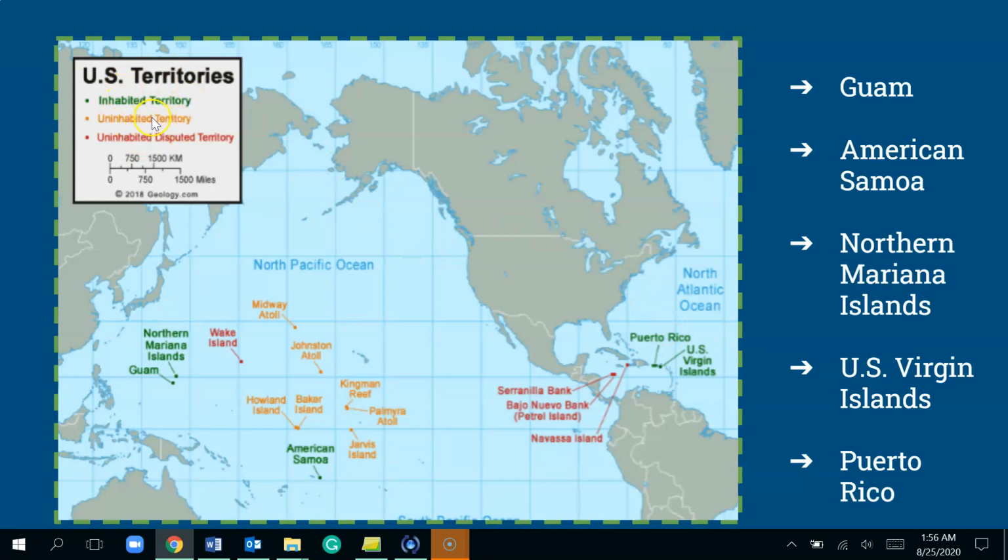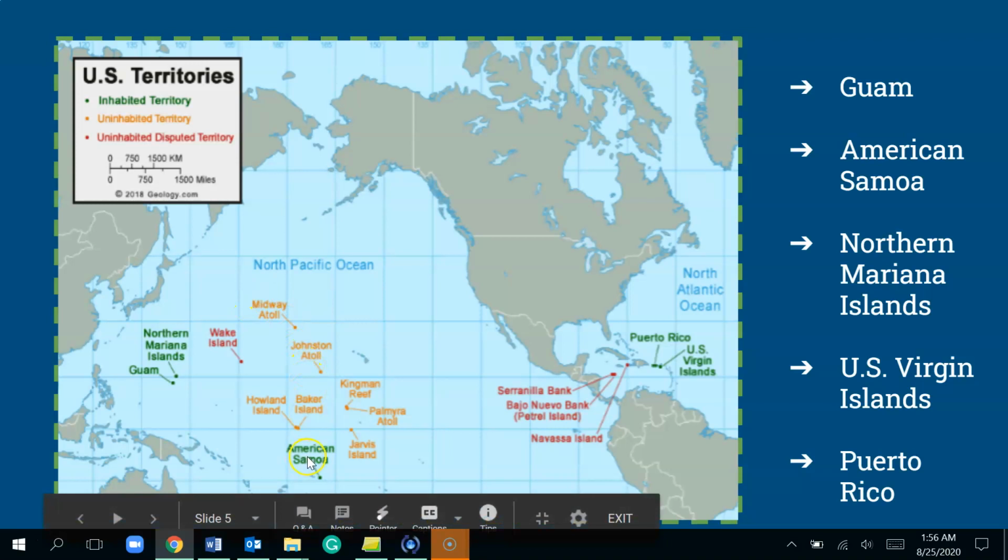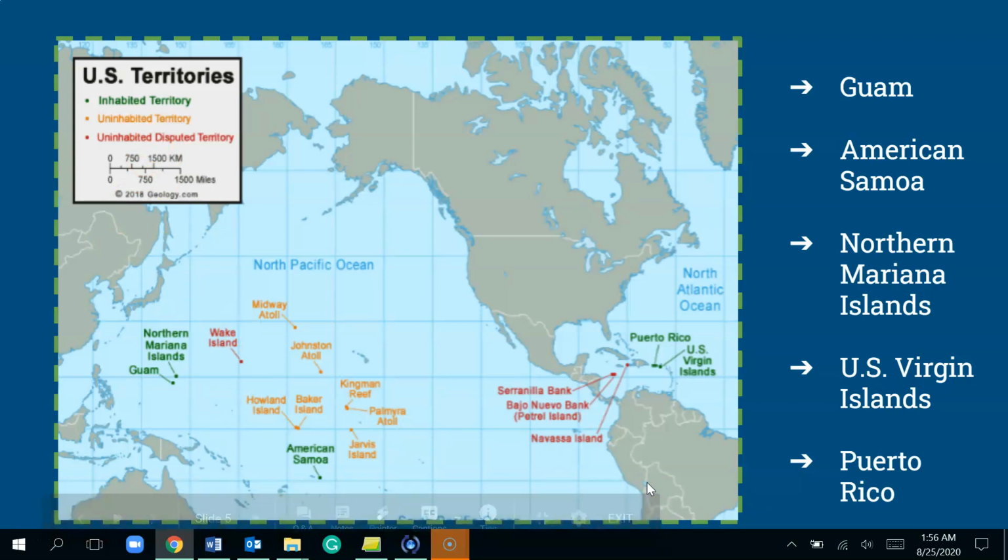The orange, yellow, I'm not sure what color that is, these are empty pieces of land that are under the United States' power. Those labeled in red, there is more than one country that claims power over those. So the United States claims to be in control of those territories, but there is also another country that claims the same. So that's why those are labeled as uninhabited, disputed territories. But like I said, you only need to memorize those that are labeled in green.